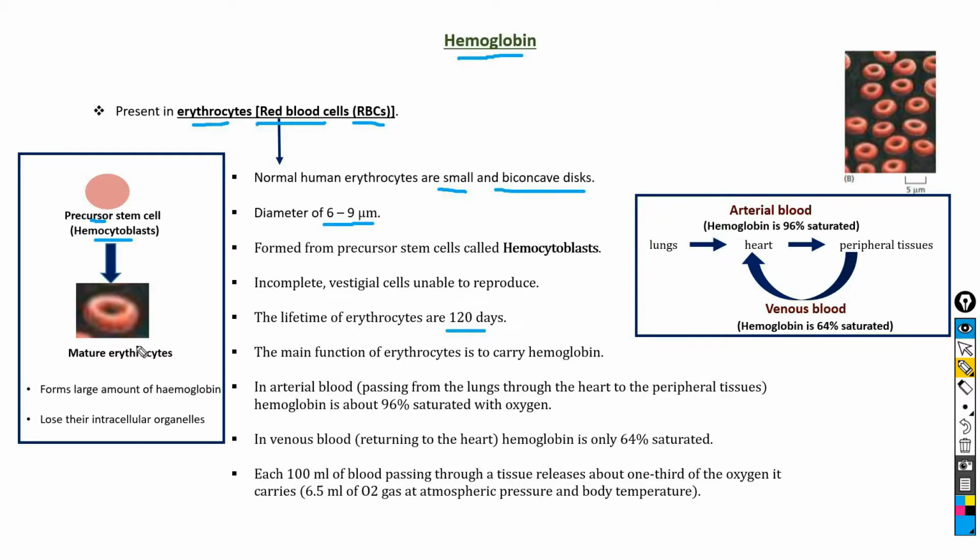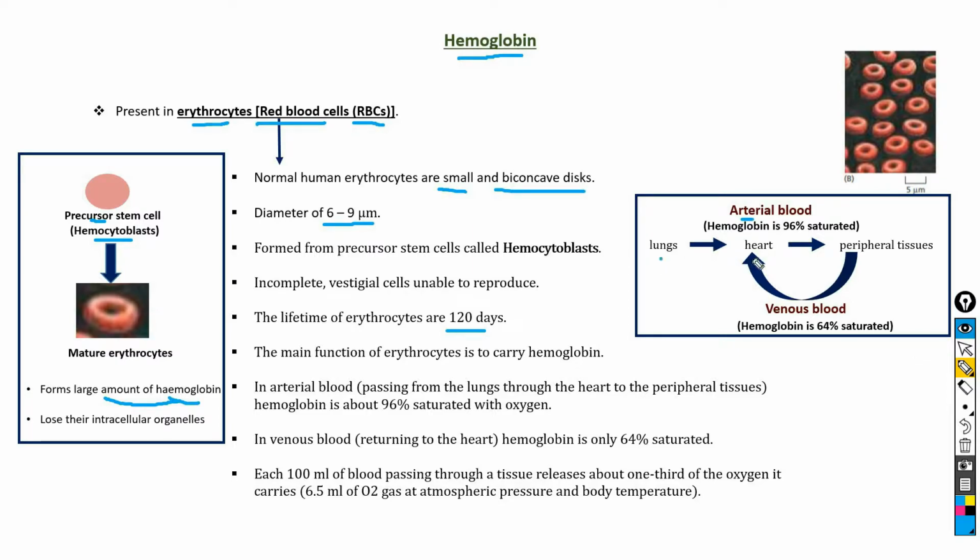As mature erythrocytes form a large amount of hemoglobin, the main function of erythrocytes is to carry hemoglobin. And in erythrocytes, hemoglobin is dissolved in the cytosol at a very high concentration, approximately 34% by weight.